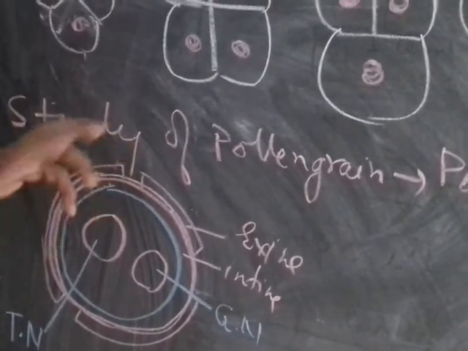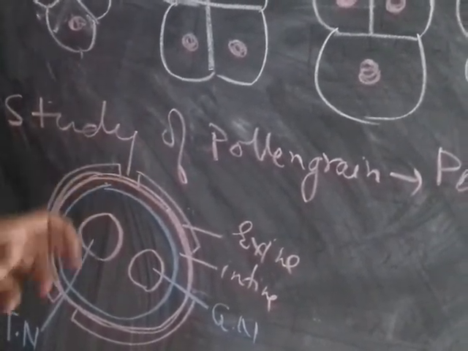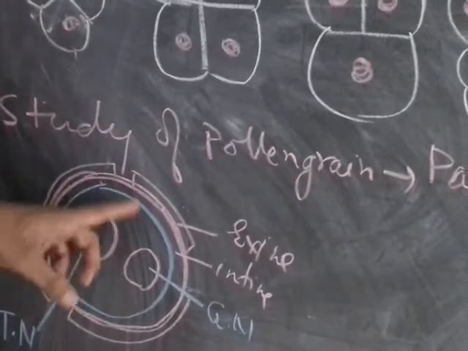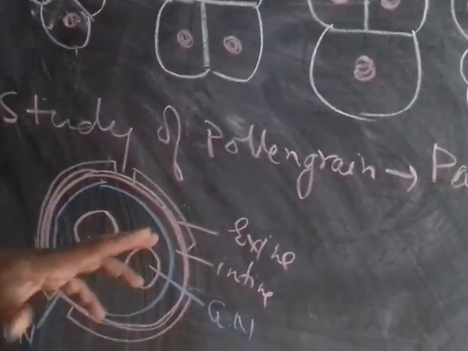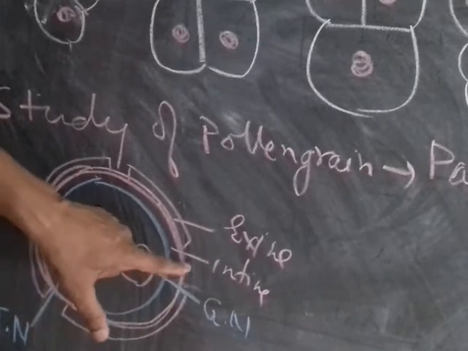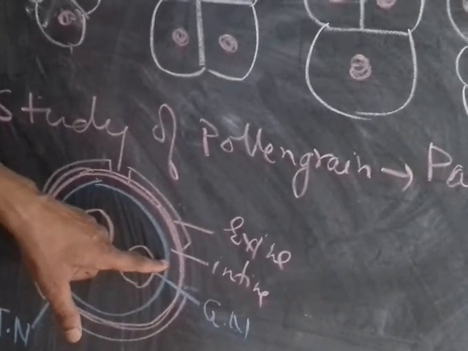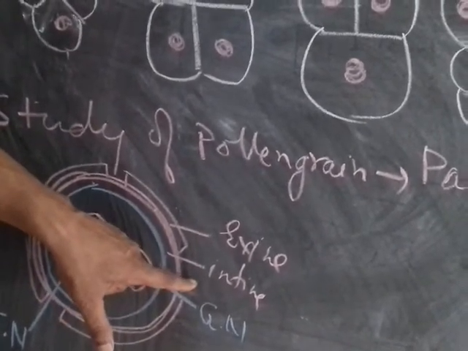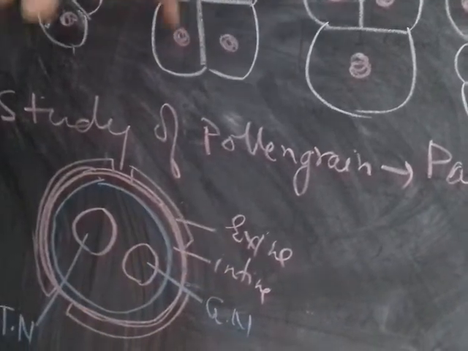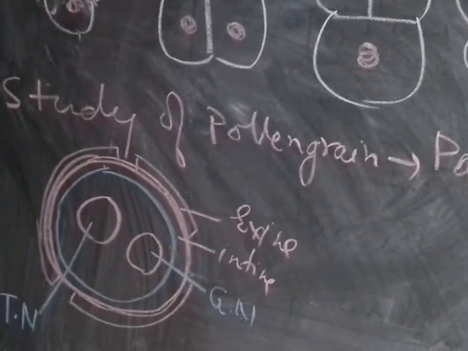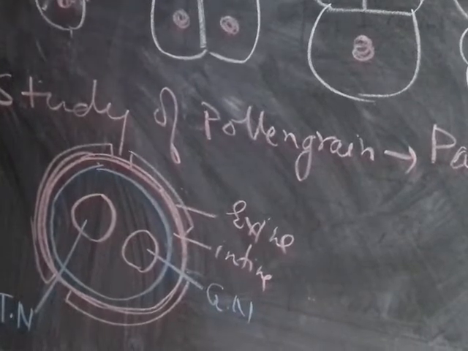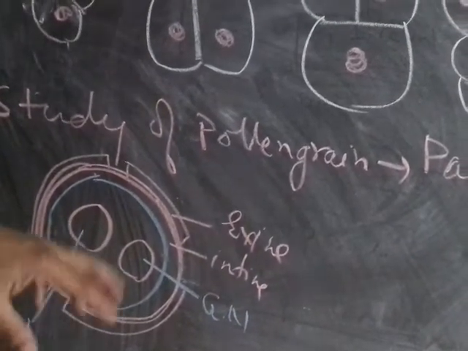Now the number of germ pores may vary. For example, in a dicot plant there may be 3 germ pores. In a monocot plant there is a single germ pore. Usually through this germ pore the intine wall breaks out during the germination of the pollen grain, when the pollen grain falls on the stigma of the plant.